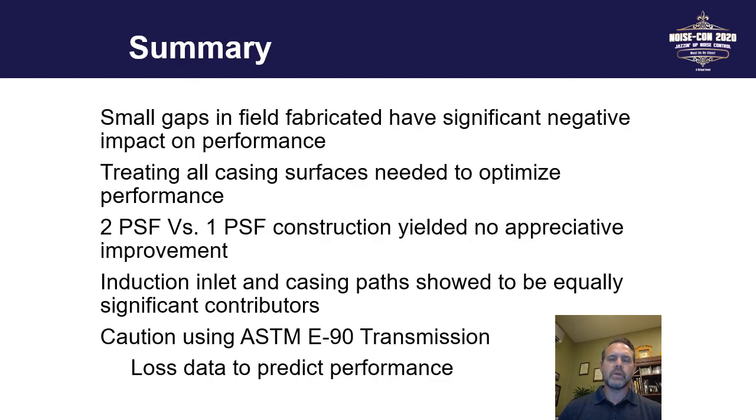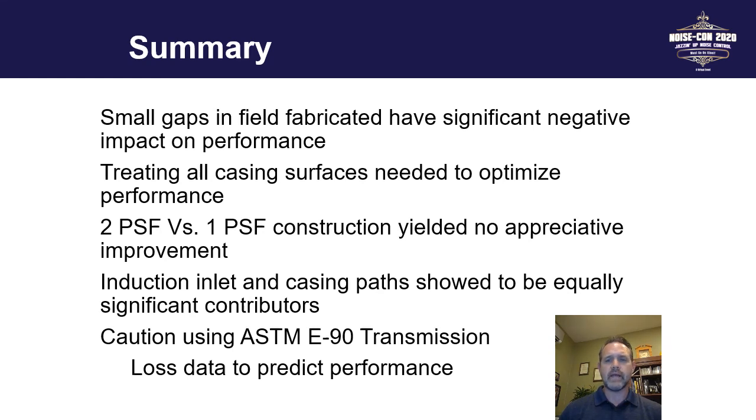So in summary, what is it we learned from the testing that was conducted? Well, first and foremost, that small gaps in field fabricated types of solutions have significant negative impact on performance. It's really not so much a function of the material, right? It's almost solely a function of how it is applied, whether it's 1 pound or 2 pound, or maybe even 3 or 4 pound if some future testing was done. The more, and I think all of us intrinsically know this, right? The more gaps and the less coverage that you get on a unit, the less performance you would expect to see out of that solution.